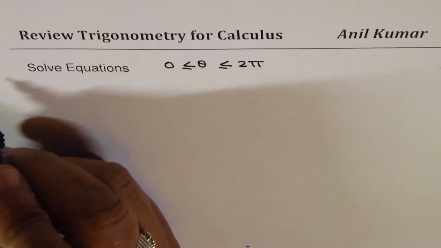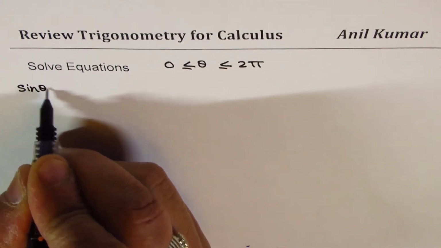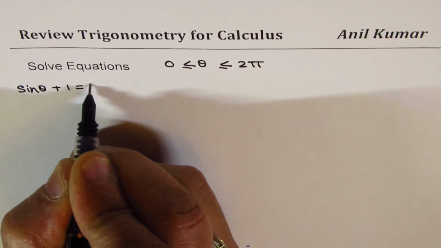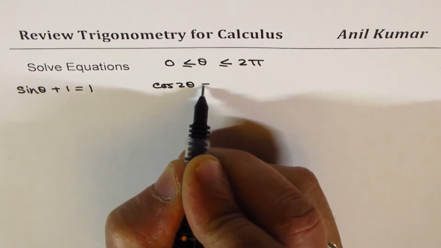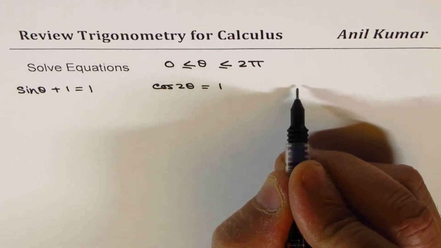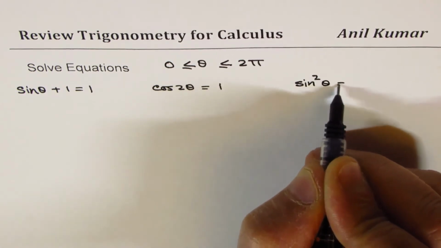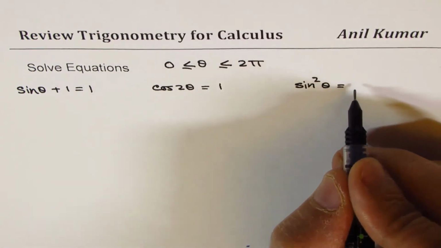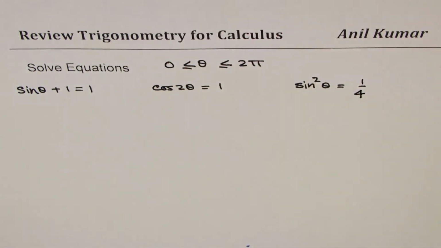So let's take a few equations. Let's say the equation could be sine theta plus 1 equals to 0. We can say cos 2 theta equals to, let's say, 1. And let's say sine square theta equals to, let's say, 1 over 4, right? So let's solve these equations one by one and try to understand the strategy.